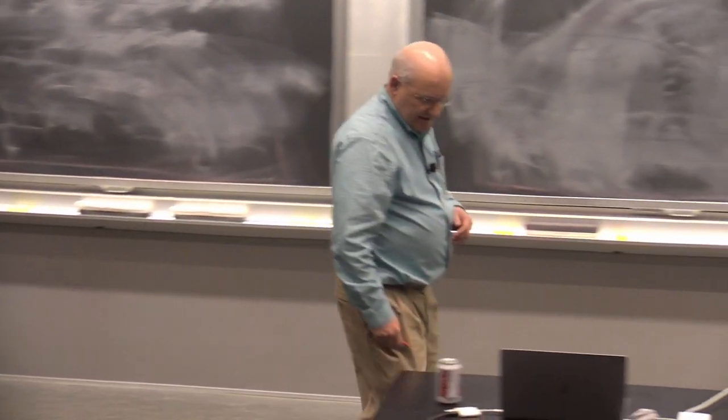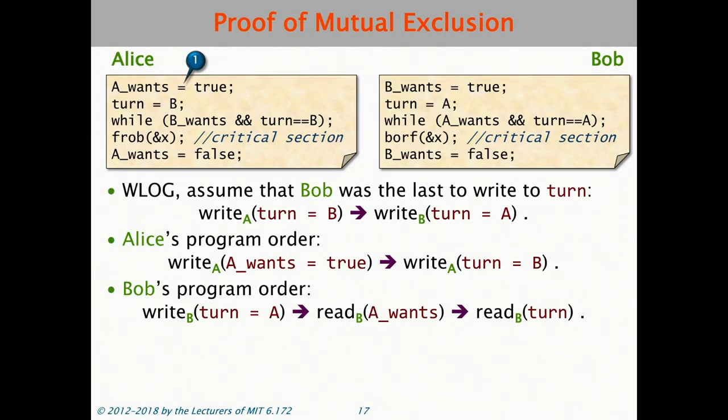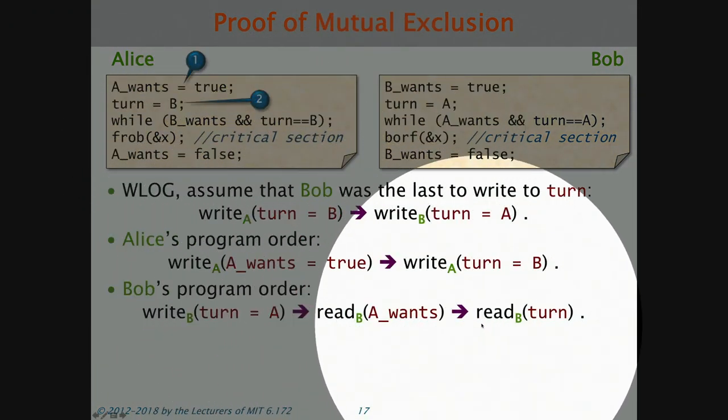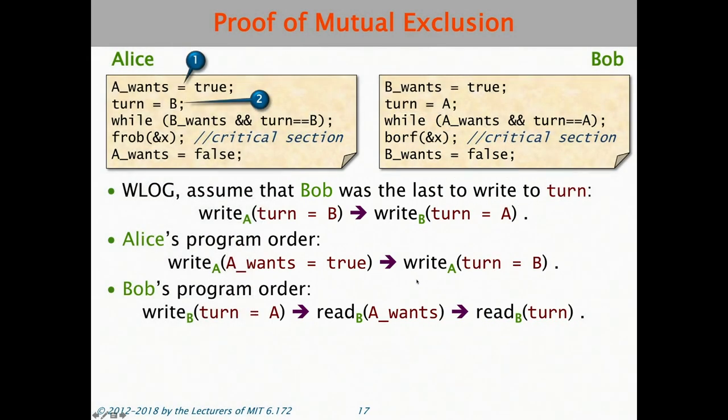Okay, good. So A wants equals true is first, then we have the turn equals B, that's all from the second line here. Then what's next? Which instruction's next? Yeah, so turn equals A, that comes from the top line there. What's next? Right, B. Bob reads A wants. And then finally, Bob reads turn of A. Okay?